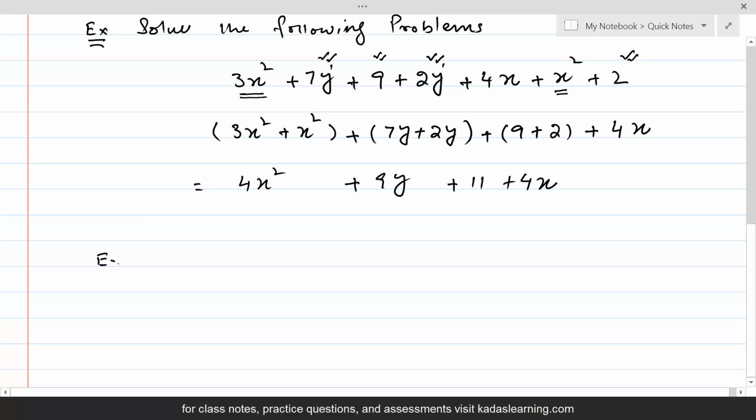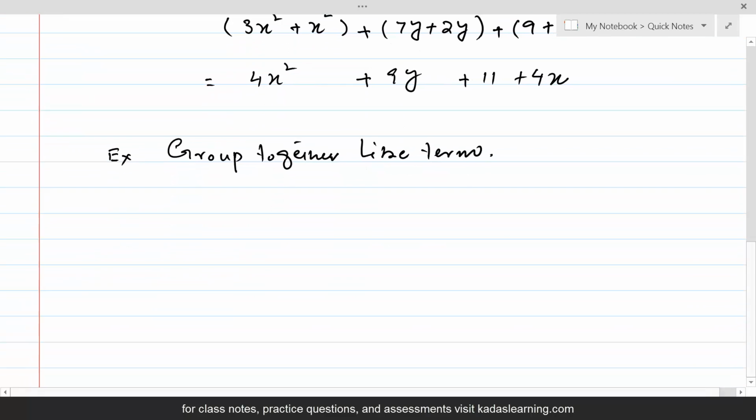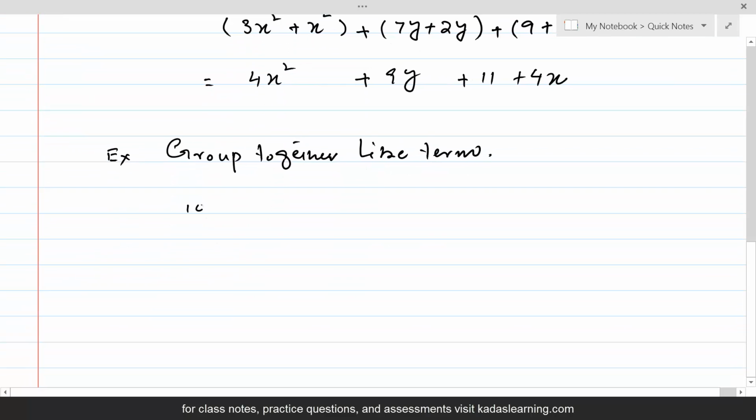In another example here, group together like terms. Here we have 10p minus 4q minus 5pq minus 5p plus 3q.